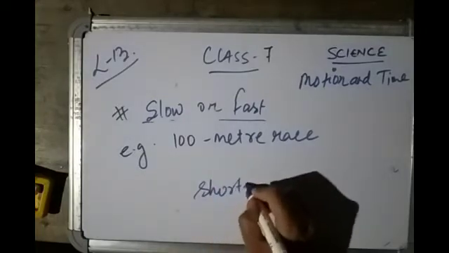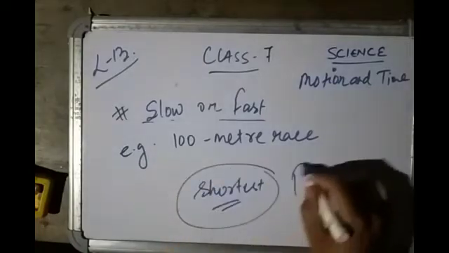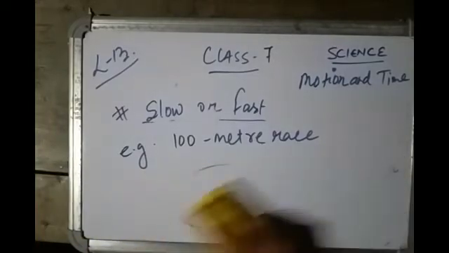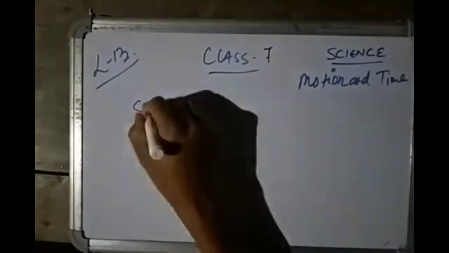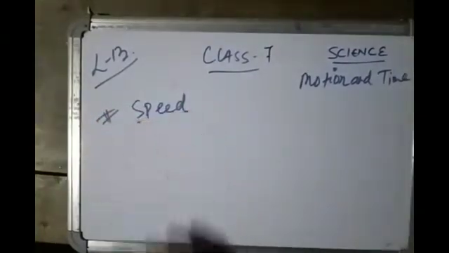In the 100-meter race, the one who reaches the end point in the shortest time is the fastest. So this is the distance covered in a given interval of time. This is the second topic of today's lecture, that is speed.